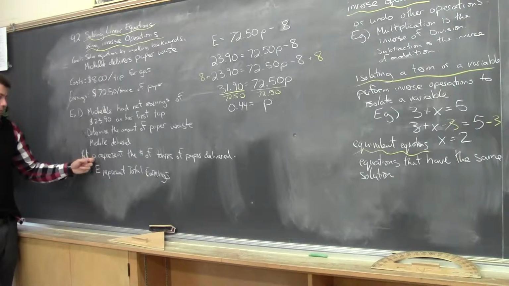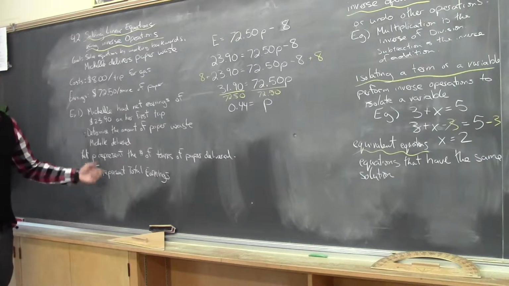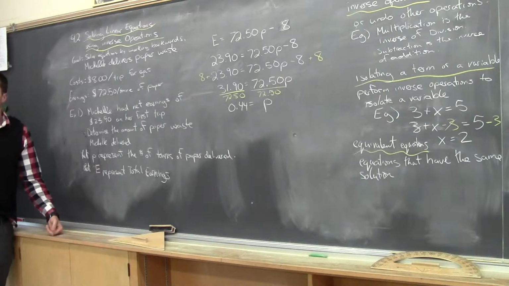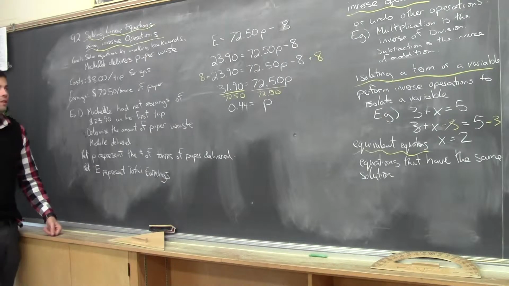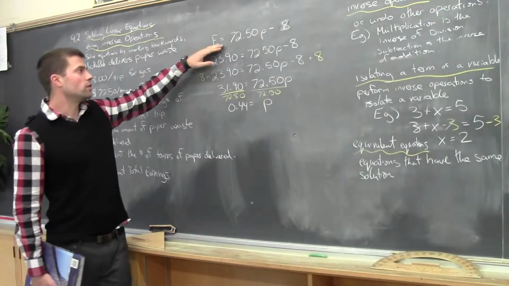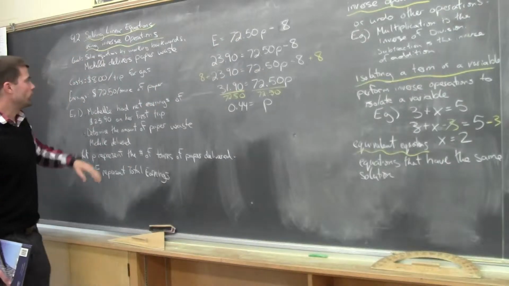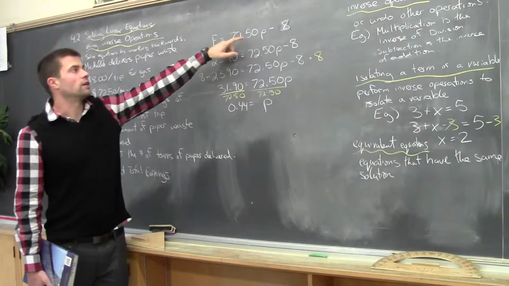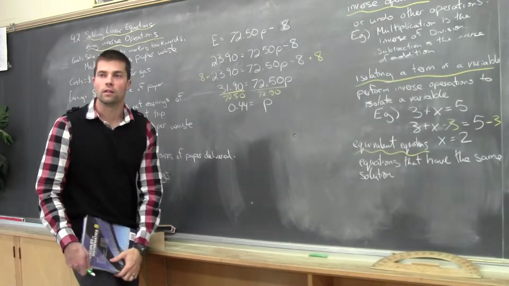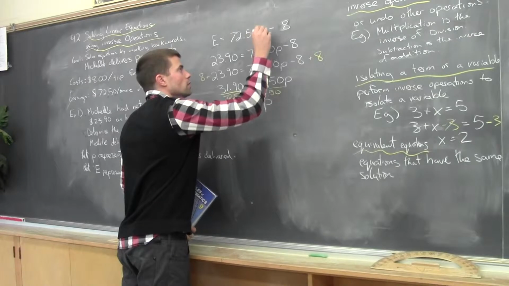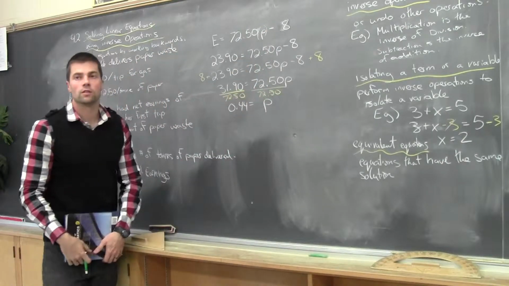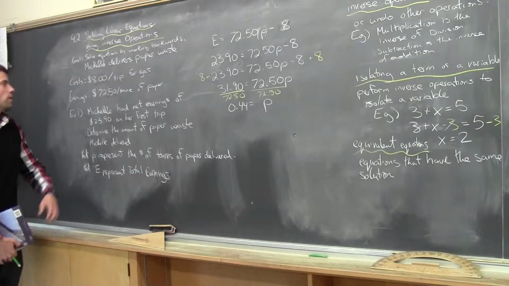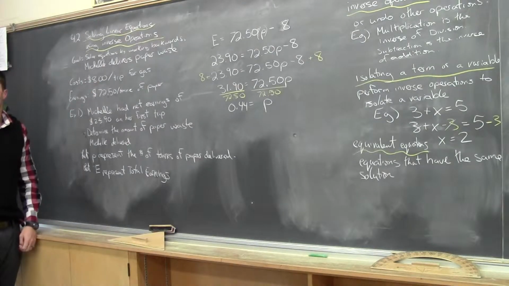So if we say let P represent the number of tons of paper, P of course standing for paper, and let E represent the total earnings. So E again, using that for earnings. So we developed this equation here. Our earnings is equal to $72.50, which is the amount we get per ton of paper, so we're going to multiply that times P. Remember, when there's nothing there, you're assuming that there's a multiplication there, right? There's a little multiplication sign there that can't be seen. And then minus 8, of course, because we have to pay for gas per trip.